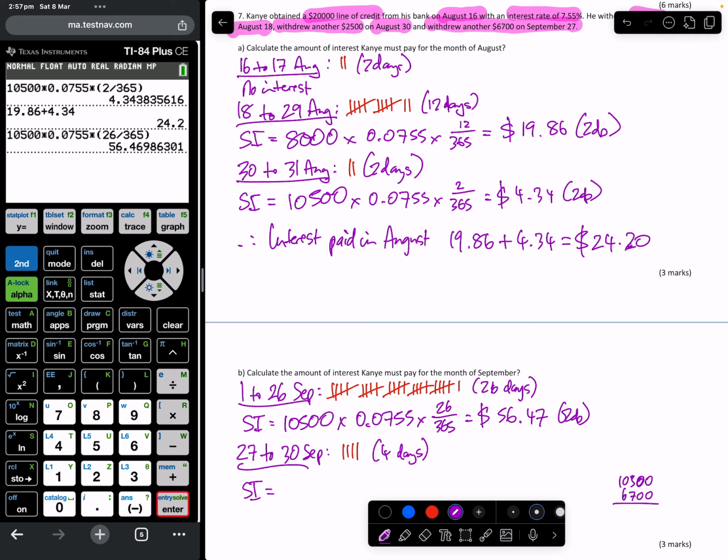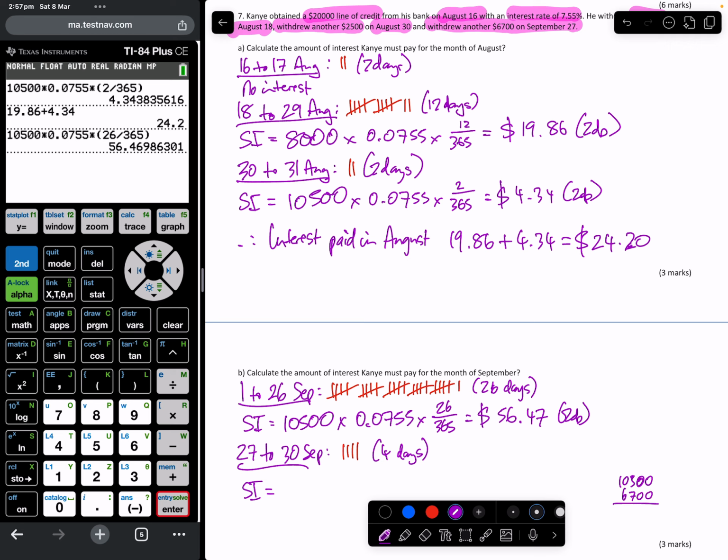Move this little working over there. 17,200 times by 0.0755 times by 4 divided by 365. $14.23 to 2 decimal points.